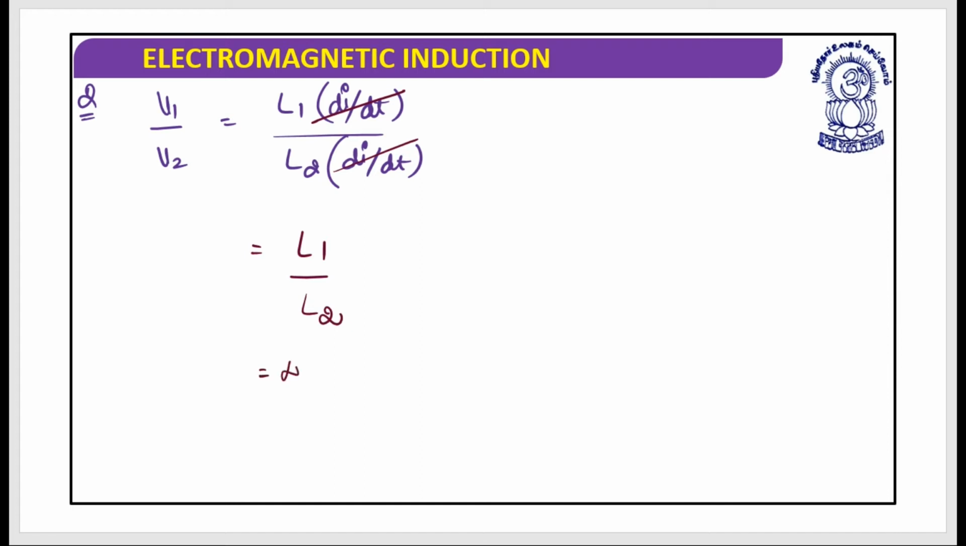L1 is 4 millihenry, which is 4 into 10 to the power minus 3. L2 is 8 millihenry, which is 8 into 10 to the power minus 3. This cancels, and this is equal to half. Again, this is half. Great.